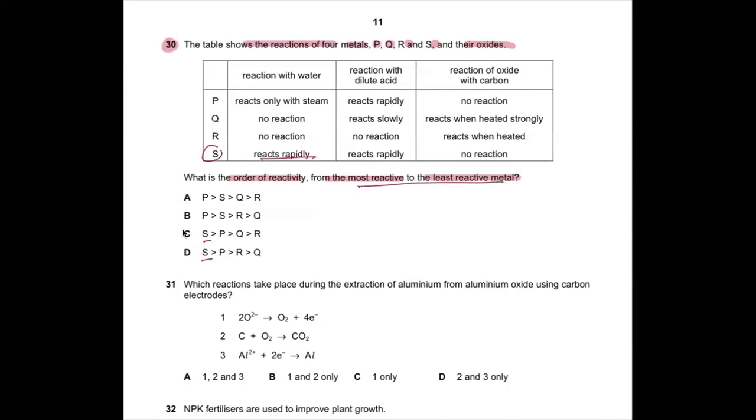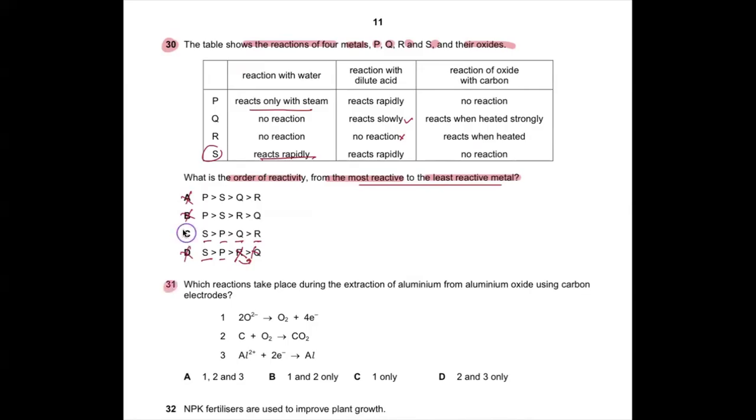We are moving from most reactive to least reactive, so it means A and B go wrong. And P reacts only with the steam, so P is going to be lesser than S. Now, with the dilute acid, Q reacts slowly and R doesn't, so Q is going to be the next one and then the R. So D goes wrong and C is the correct answer.